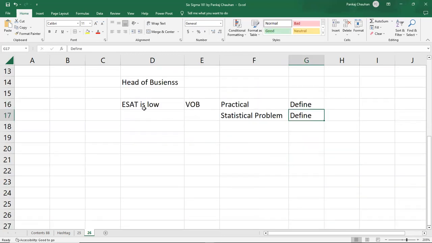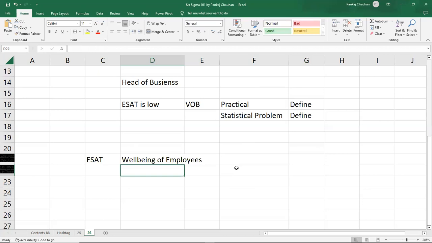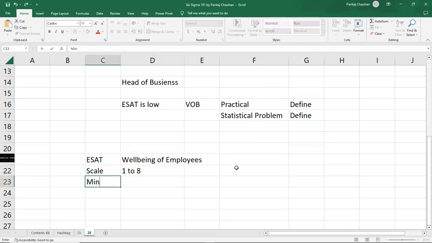So how do we convert this practical problem into a statistical problem? You need to understand what employee satisfaction means. The definition of employee satisfaction is, let's say, the well-being of employees within the organization. What is the scale you are using to measure the well-being of the employee? Maybe you are using a scale of 1 to 8. What is the minimum target or minimum expectation? Suppose 5. What is your current average or current performance?